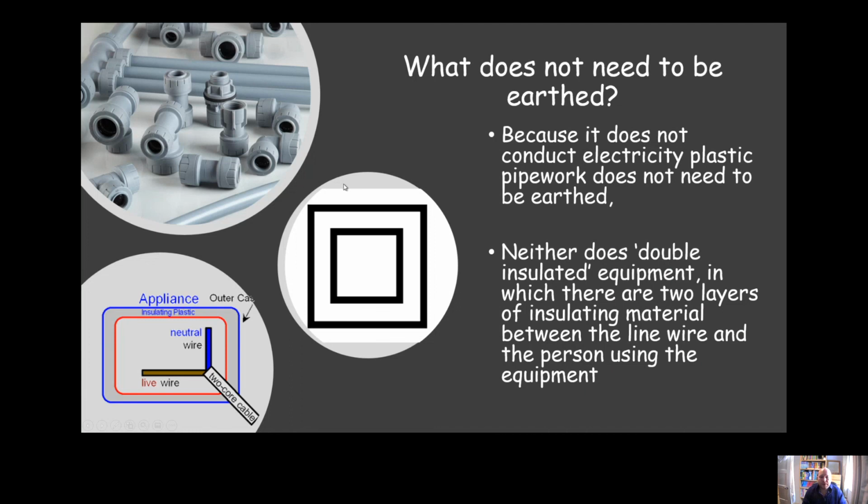There are some things that don't need to be earthed. Obviously plastic systems: if we run all of our pipework in plastic, then it wouldn't need to be earthed. And if you've got a double insulated piece of equipment, that would also not need to be earthed. Double insulated essentially means there are two layers of insulation between the line or live wire and the person using the equipment. The symbol for it is two squares, one inside the other, like you can see just here.